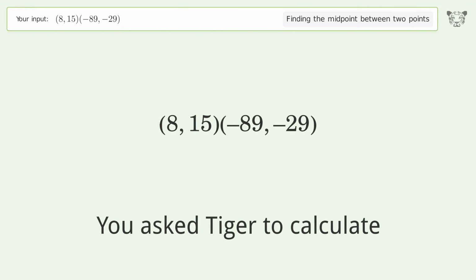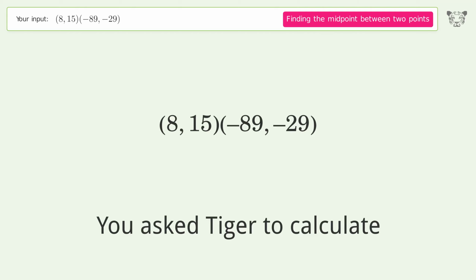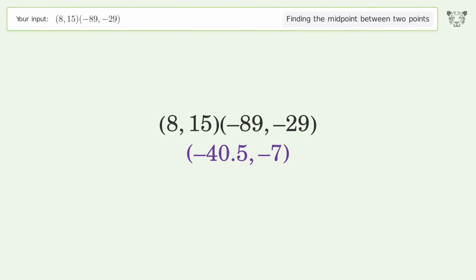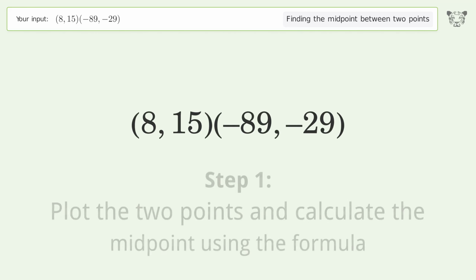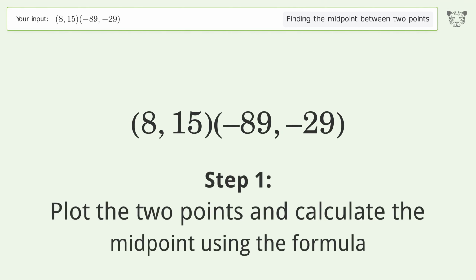You ask Tiger to calculate. This deals with finding the midpoint between 2 points. The midpoint between the 2 points is -40.5, -7. Let's solve it step by step. Plot the 2 points and calculate the midpoint using the formula.